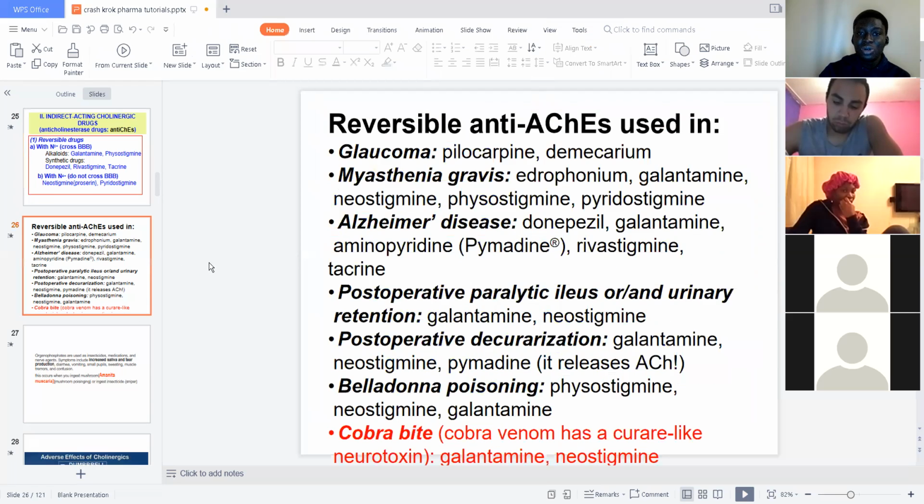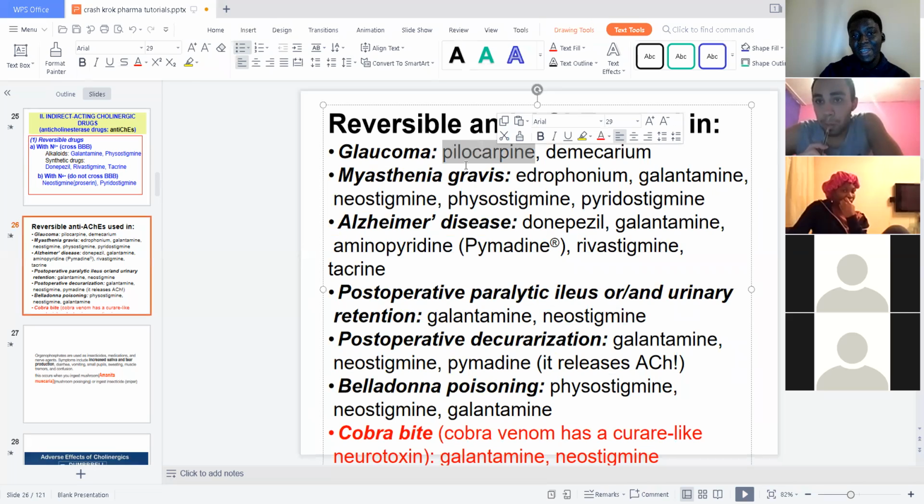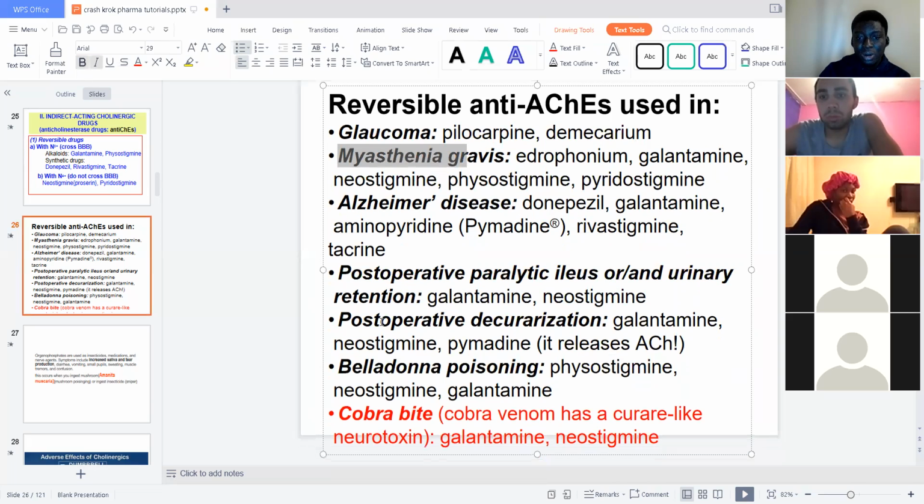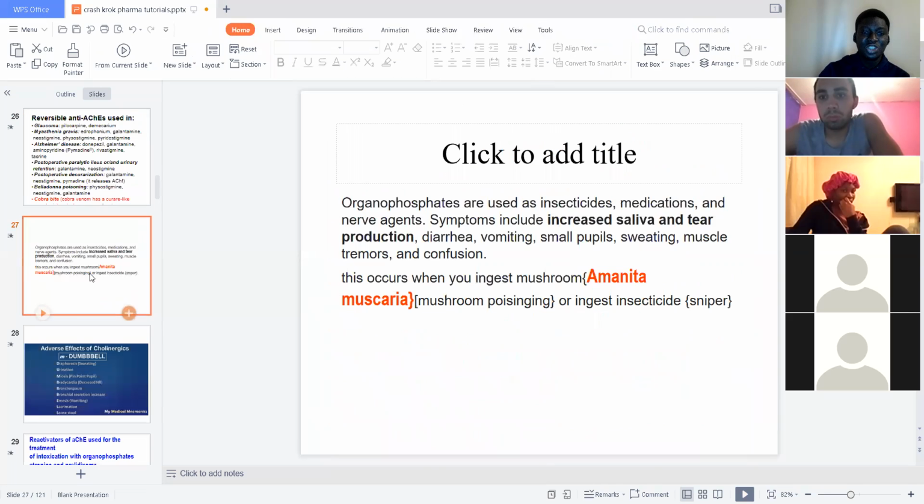Okay. Now we're going to talk about the uses of each of these drugs. For glaucoma, we can use pilocarpine. For myasthenia gravis, we can use neostigmine and physostigmine. For Alzheimer's, we can use galantamine and rivastigmine. For post-operative decompression, we can use neostigmine. So let's talk about the effects of these drugs.